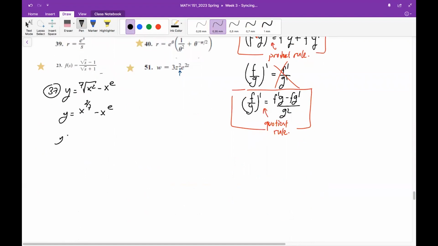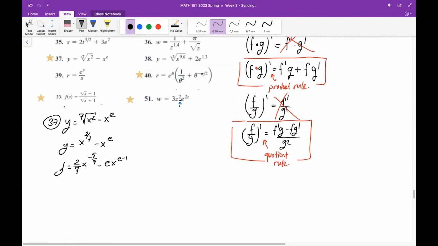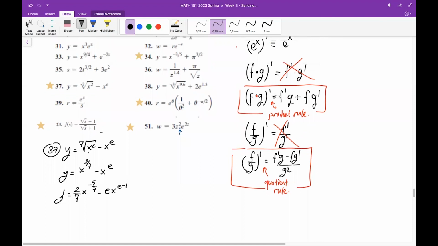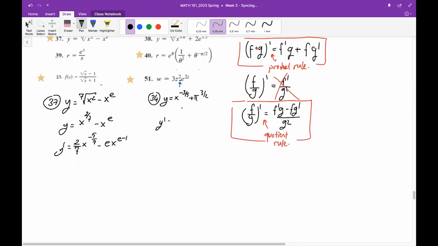Okay, now I start taking the derivative. I take the power down and I subtract 1 from the power. Similarly, take the power down, subtract 1 from the power. You see, that's how you should apply power rule. Also, let's try 34. Y is given as minus 3 over 5 plus pi, like that. Okay, y prime. You see the power is negative real number, but still you can apply the power rule.